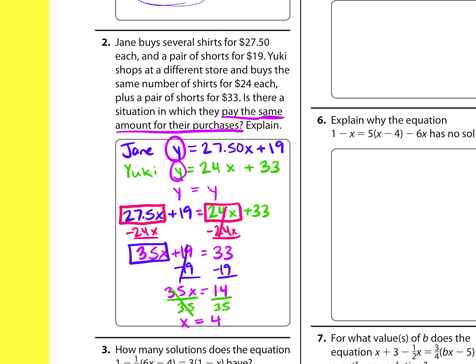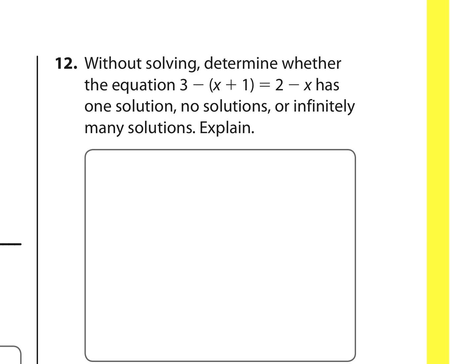And we did find a solution. There was one solution. And it is where there are 4 shirts each. That is the case where they could pay the same amount for their purchases while buying the same number of shirts for each. Number 12, without solving, determine whether this equation has one solution, no solution, or infinitely many solutions.